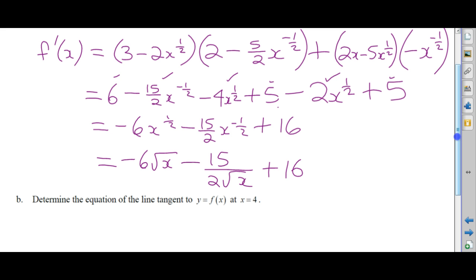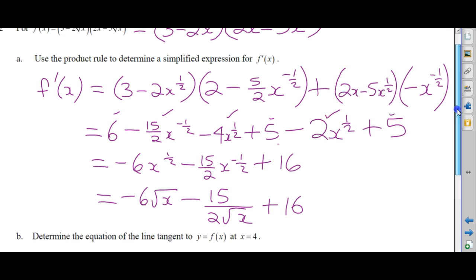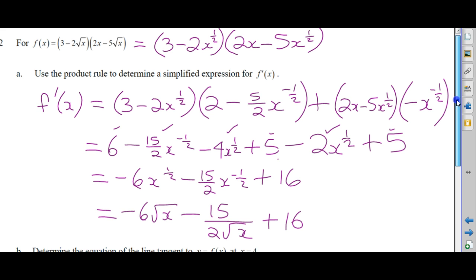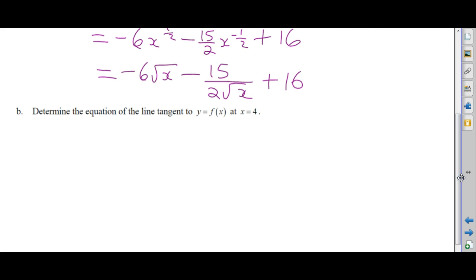Now, determine the equation of the line tangent to y equals f of x at x equals 4. All right, so we need two things then, right? We need a point. So we need to know what f of 4 is. So we have the point 4 comma f of 4, whatever that is, and we need the slope at that point, or f prime of 4. Okay, so we need f of 4, so we need the point.